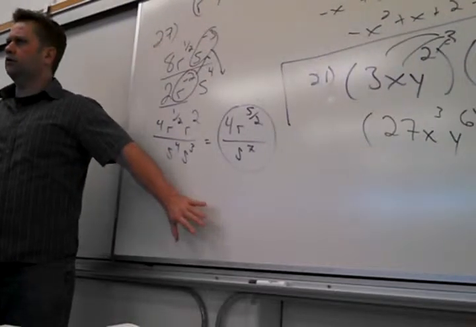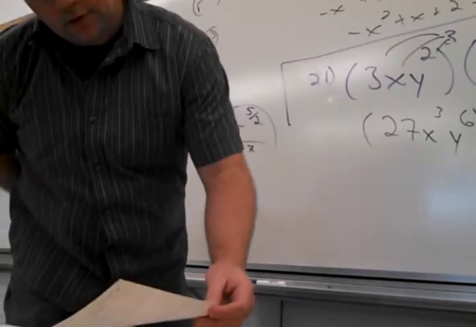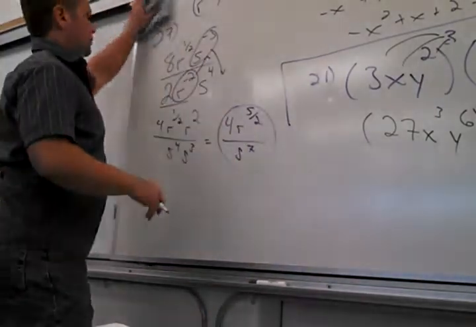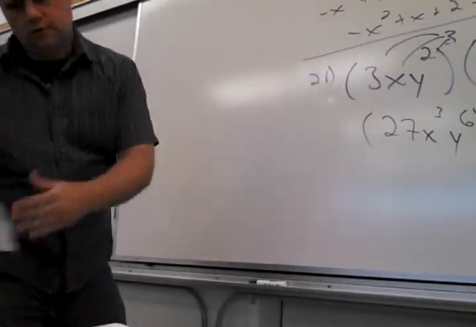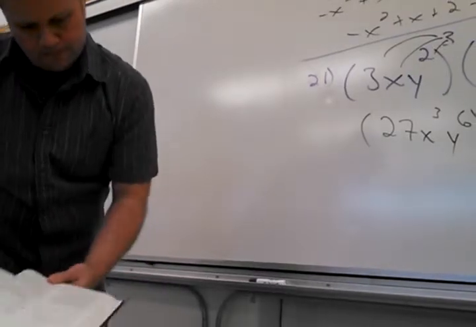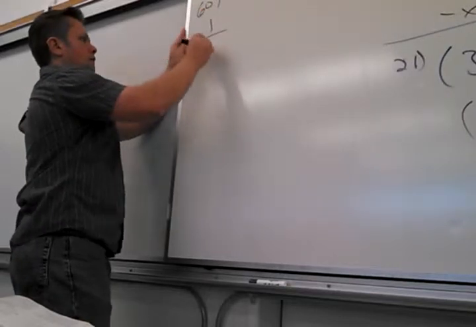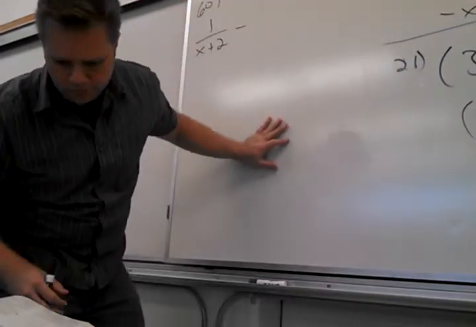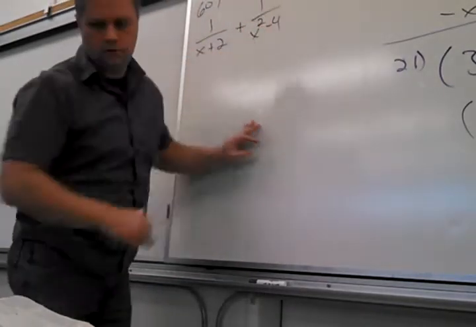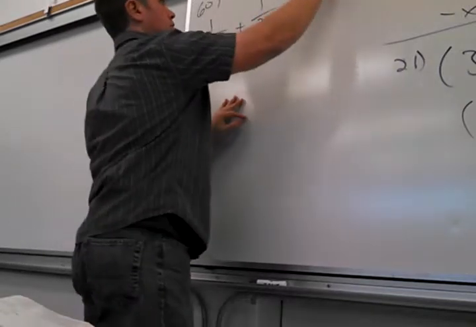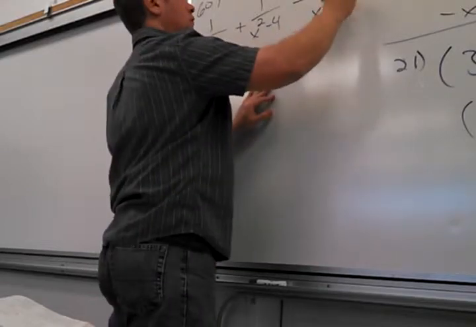Anything else from homework? 60. Ooh, yeah. I like it. I couldn't remember what to do. So 60. This is all, of course, that first homework assignment. Plus, minus. Where'd you go? There you are.